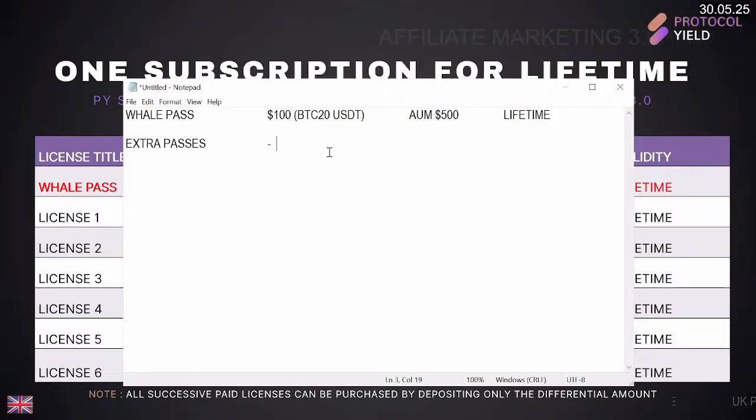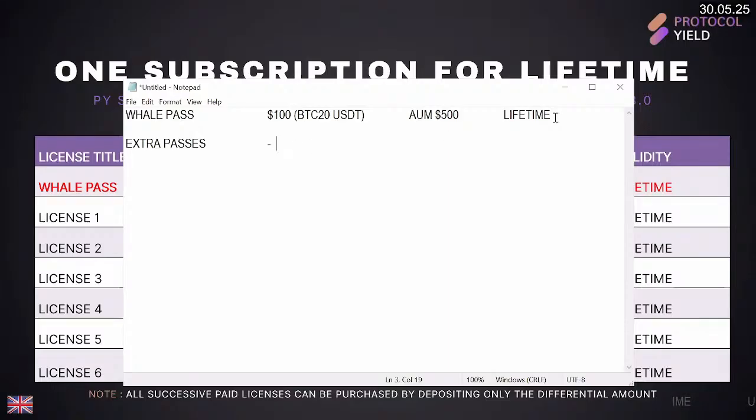Apart from this, there is one more advantage that you will get, but that we will announce at the end of the training. Please stay here. Please be part of this training. We will give you one more advantage if you have subscribed to whale passes or you have bought whale passes. Stay till the end of the training.